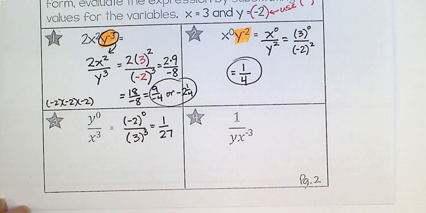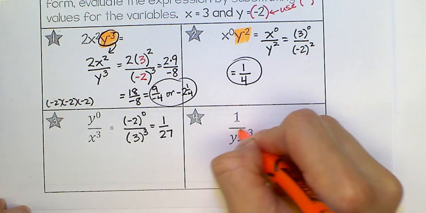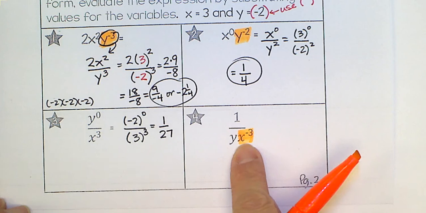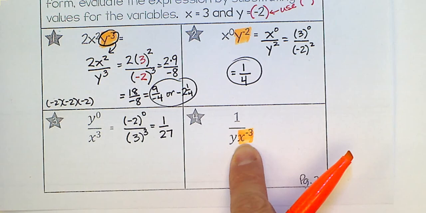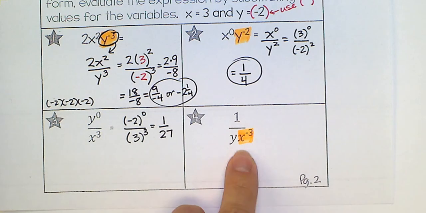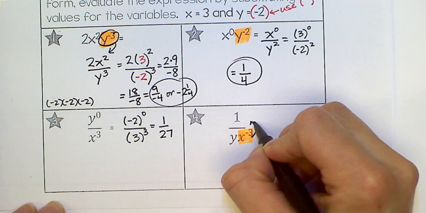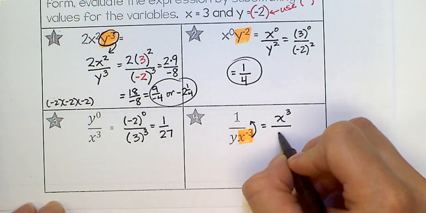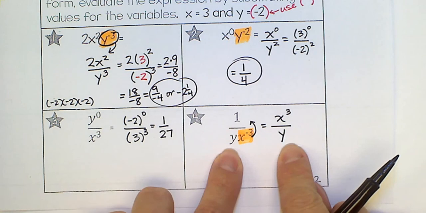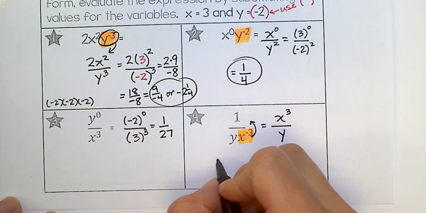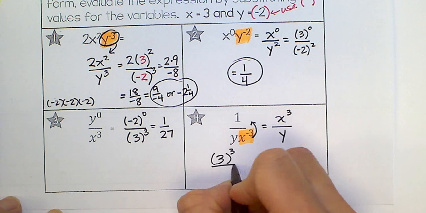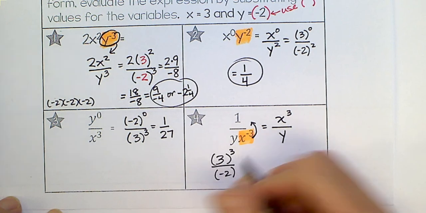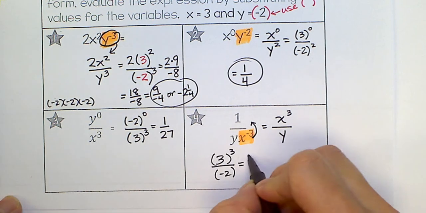All right, last one for this video. Highlight the x. Now only the x has the negative exponent, so the y is going to stay there, but we're going to move the x to the third to the top. So we get x to the positive third, and then we still have our y down here. All right, let's plug in our numbers. So we have 3 to the third, and then we have a negative 2 down here. 3 to the third is 27 over negative 2.